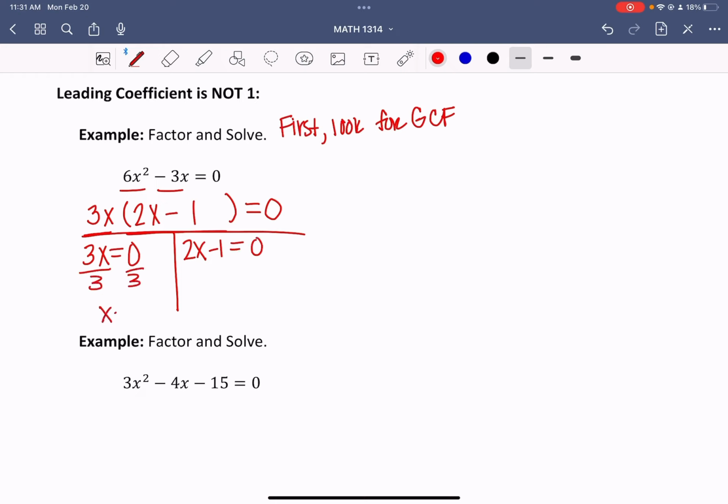So dividing by 3, I just get 0. Add 1, I get 2x equal to 1, and divide by 2. So x is equal to 1/2. So this is another way that I could solve a quadratic. In this case, I had to factor the GCF and then solve. But you can see, again, I have 2 answers.